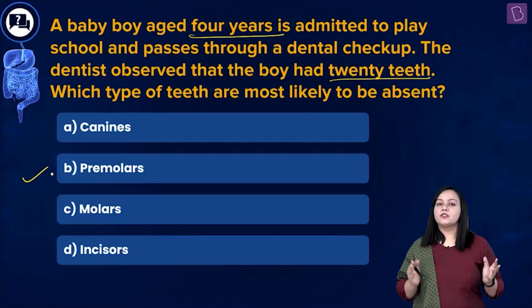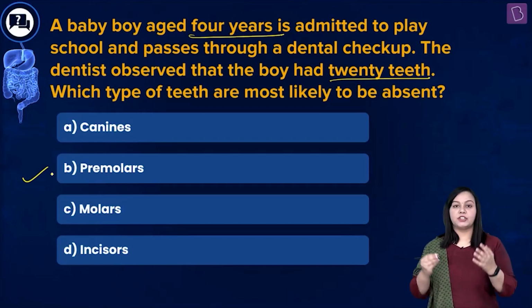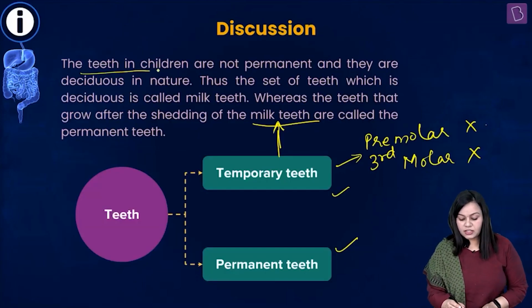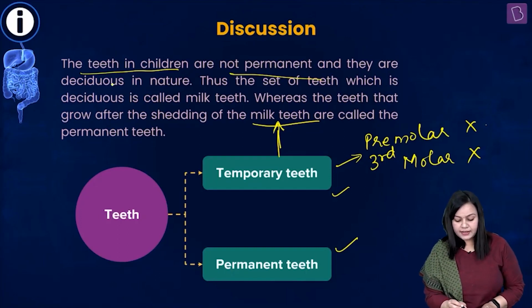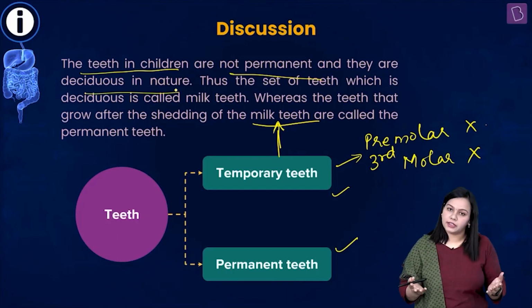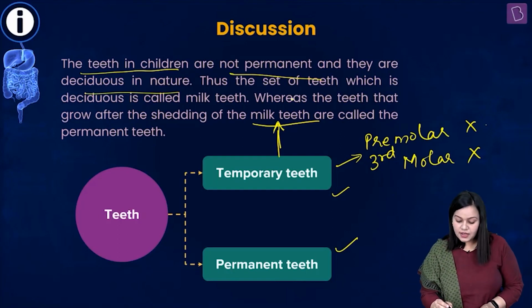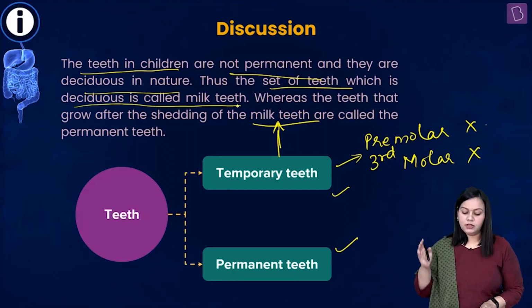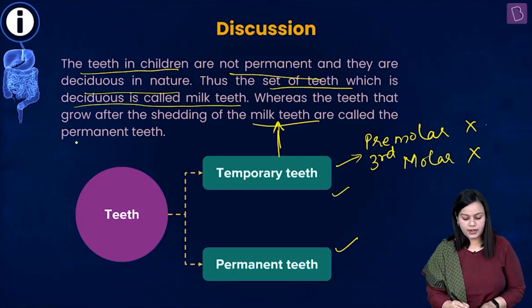So let us quickly revise all the concepts related to dentition and temporary and permanent teeth. The teeth in children are not permanent and they are deciduous in nature. Deciduous means they are going to fall off after a certain age. Thus, the set of teeth which is deciduous is called the milk teeth, whereas the teeth that grow after the shedding of milk teeth are called permanent teeth.